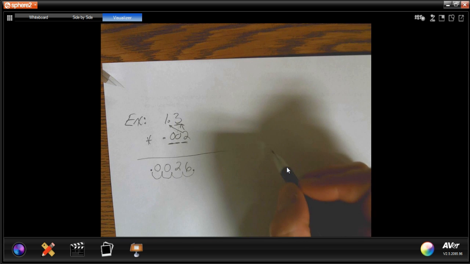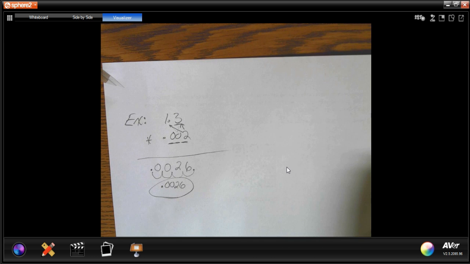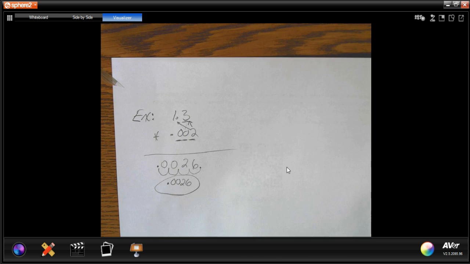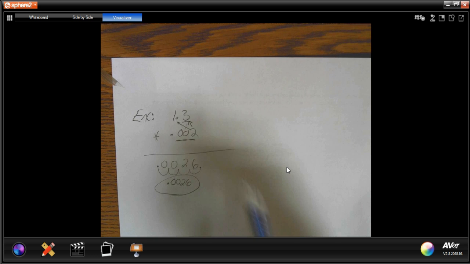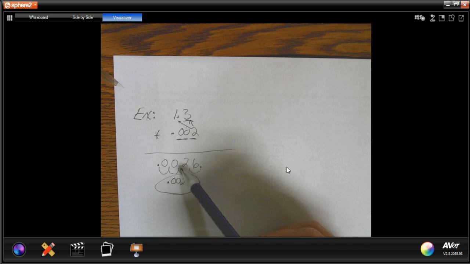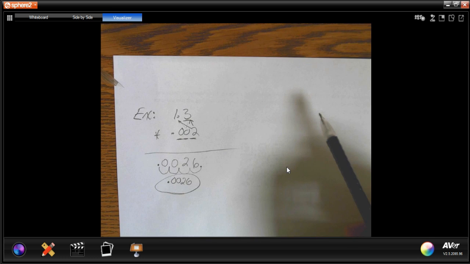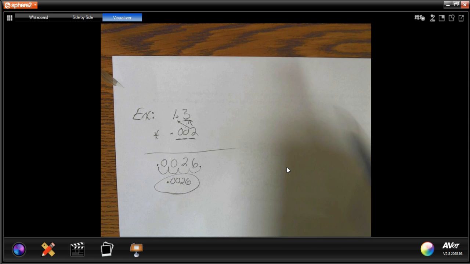So the answer to this multiplication problem is 0.0026. Okay, so once again, the only difference there is that we just didn't have enough digits when we counted the number of places after the decimal point in our product. Okay, let's try one more.